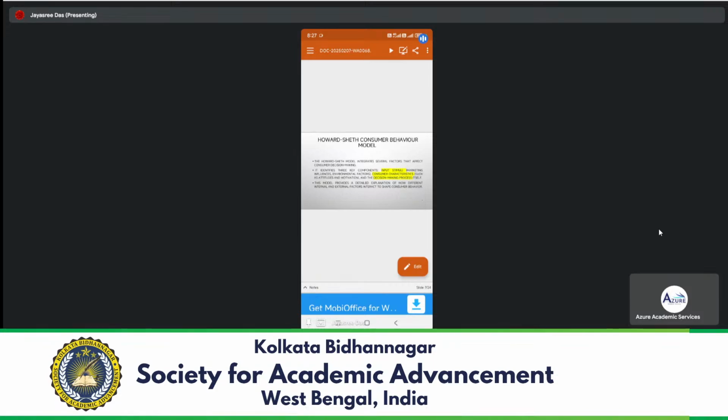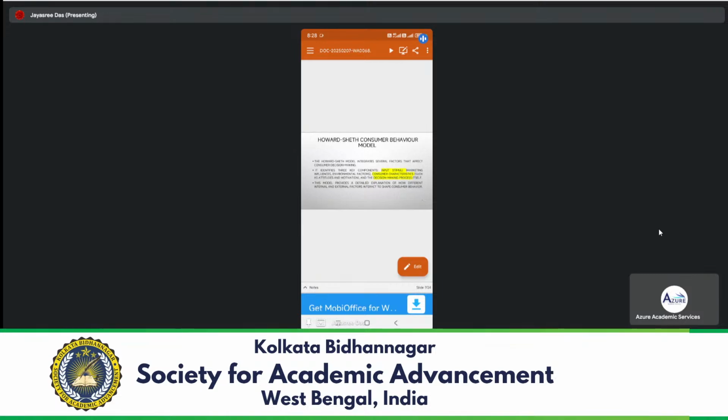And third comes the decision process, which ultimately leads to the purchase. Now, this model actually provides a comprehensive view of how both internal and external factors interact to shape consumer decisions. So, here the key word is interaction between the internal and external factors leading to the consumer decision making process.